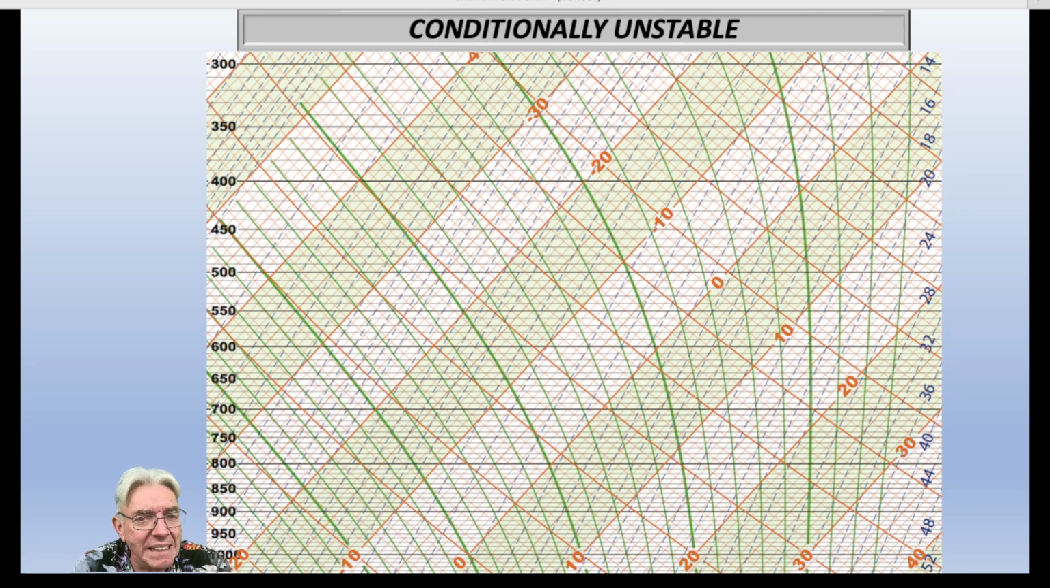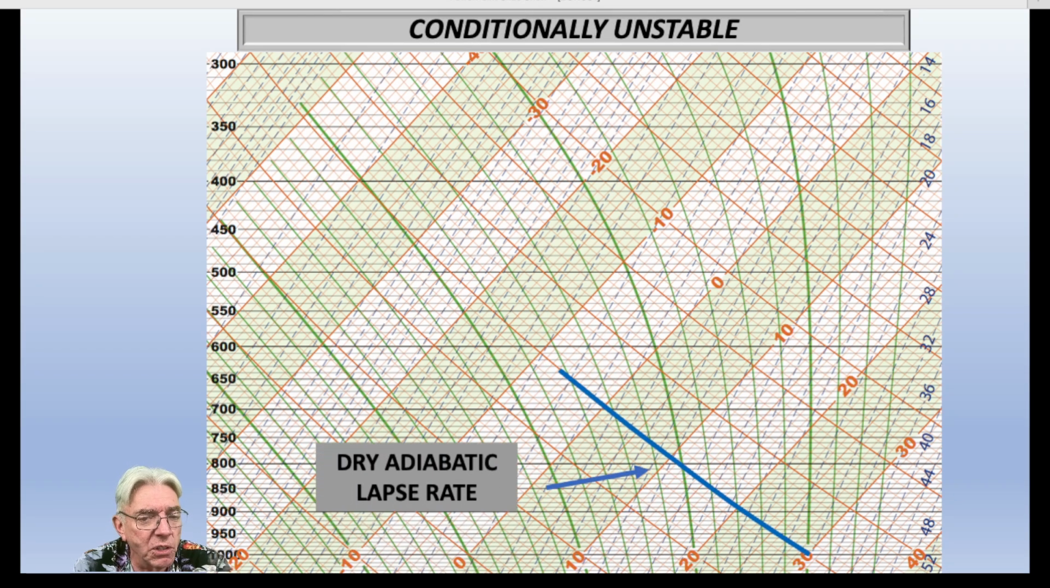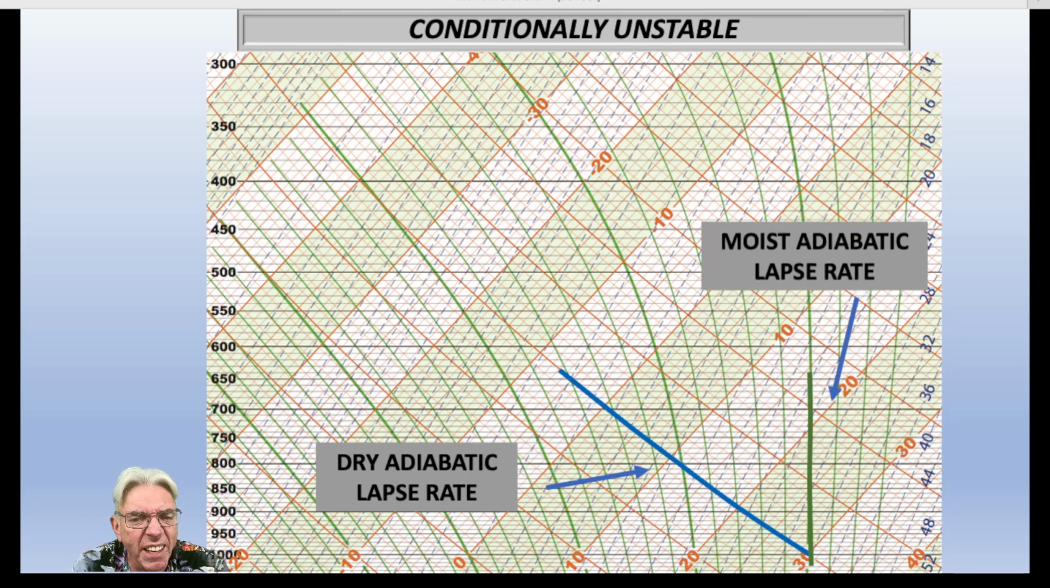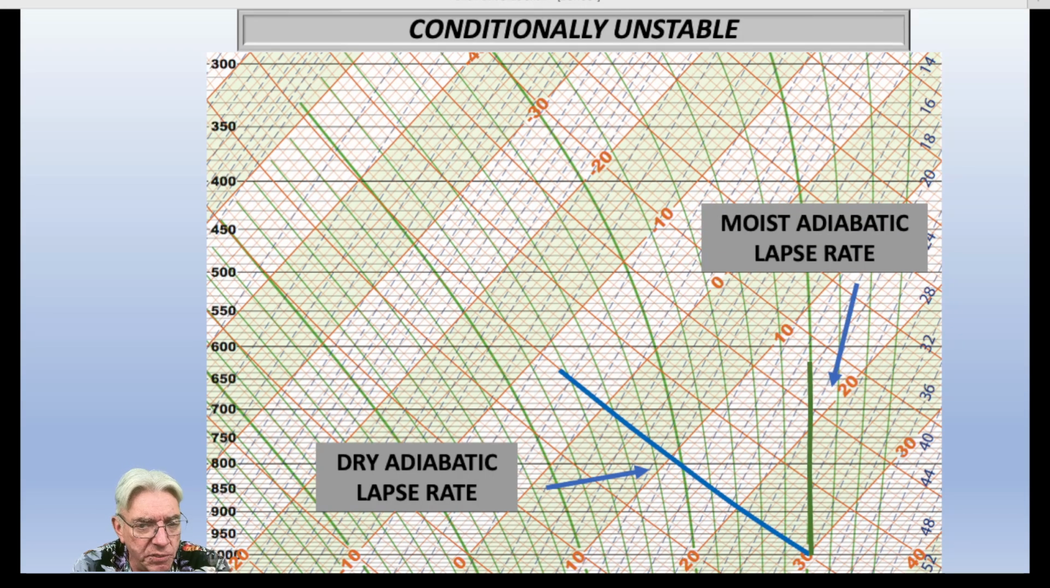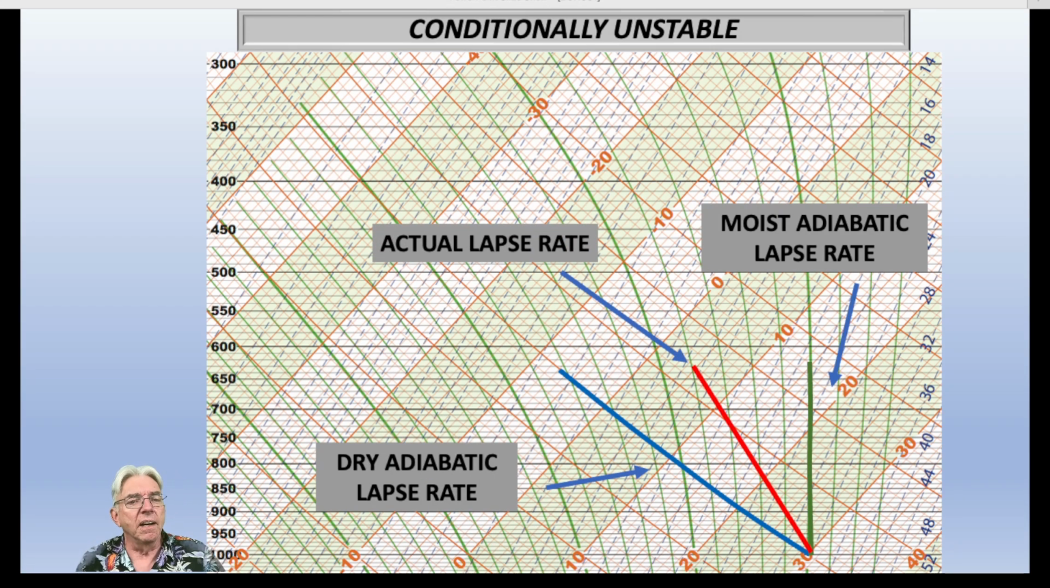Then there's one called conditionally unstable. So here's our dry adiabatic lapse rate, just like in the previous case. Then we have the moist adiabatic lapse rate, okay, denoted by the green line there. And let's say the actual lapse rate is the one that is in red there, right in between the two, okay? So if an air parcel is unsaturated, it is going to move along the dry adiabatic lapse rate, and it is going to be cooler than its environment, and so therefore it is not going to rise. In fact, if it even starts to rise, it'll sink right back to its original location.